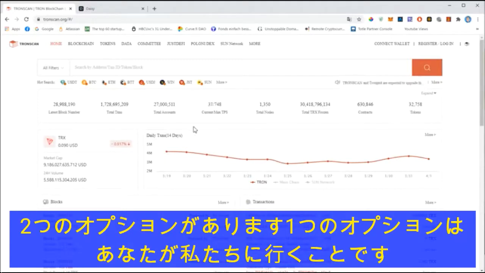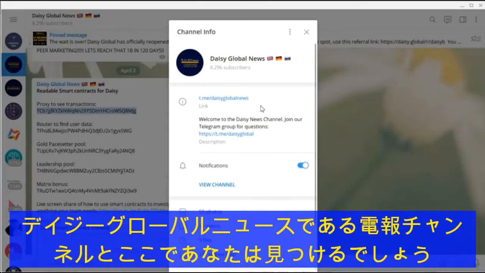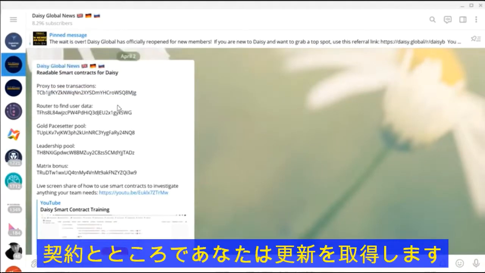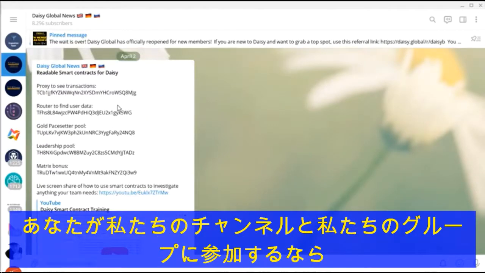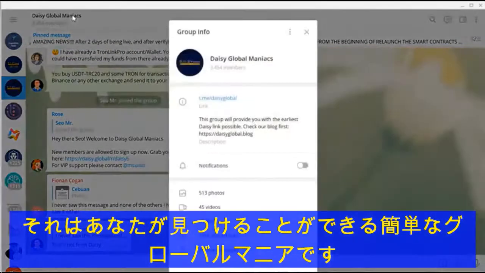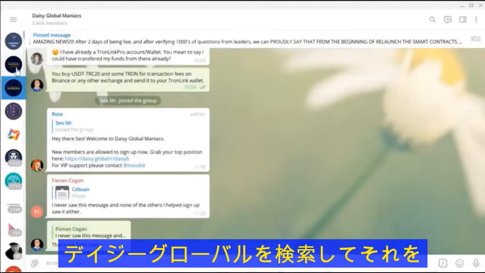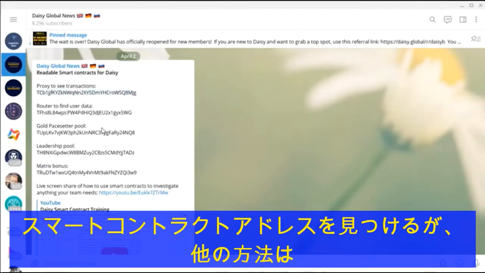There are 2 options. One option is you go to our Telegram channel, which is DAISY Global News, and here you will find the list of the main 5 smart contracts. By the way, you will get updates on a regular basis, so you make sure you are always up to date. If you join our channel and our group, DAISY Global Maniacs, you can find it by searching for DAISY Global. In the channel, you can find all those addresses. So that's one way to find the smart contract addresses.